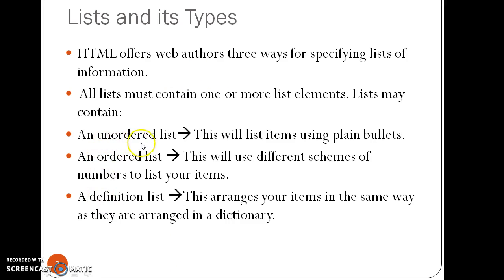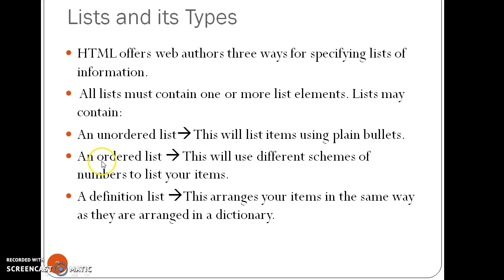First category is unordered list. Here the order is not so important. So the list of items are listed by using plain bullets. Like for example, when you are specifying the list of grocery items, there we do not maintain any order. Order is not so important there. Such kind of list can be listed using unordered list.